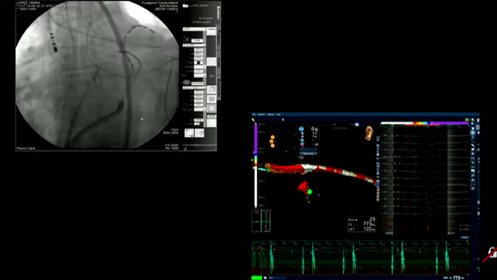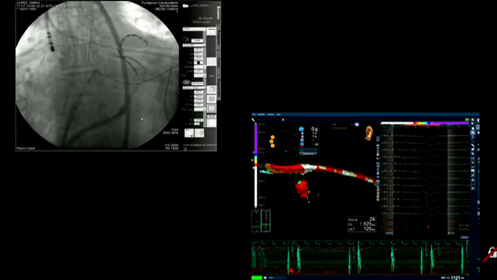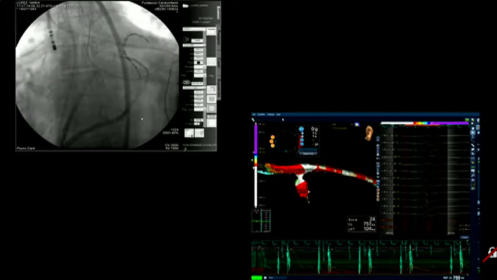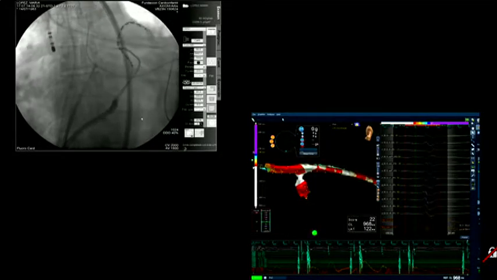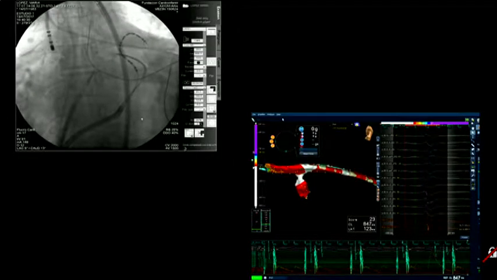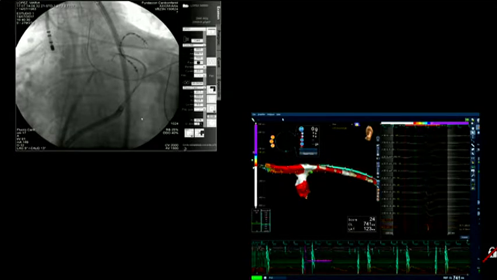Here we can see the anatomy with the guide, and you create a virtual intramural anatomy. Well, the patient is breathing. Remember that the patient is breathing, but we are getting a perfect image here. Very nice. Don't fuse them. No, it doesn't matter. Try to find an extrasystole.